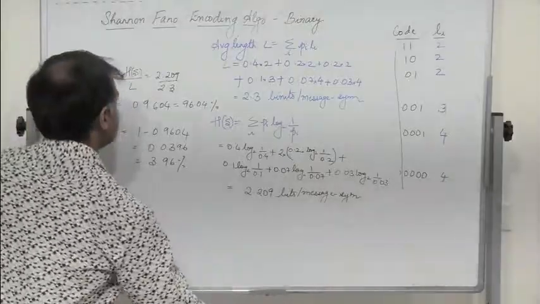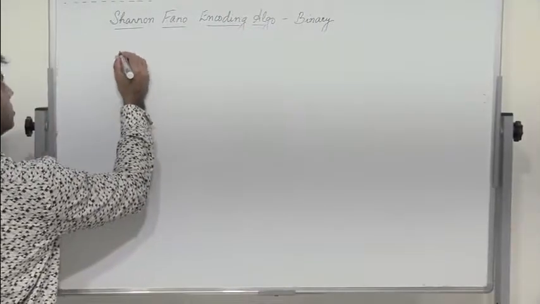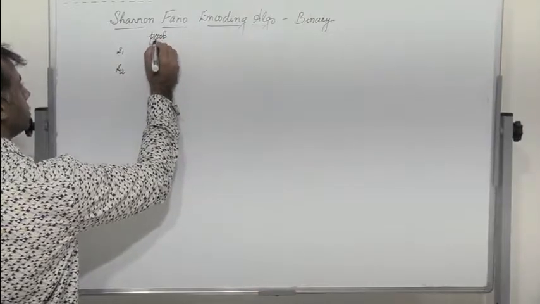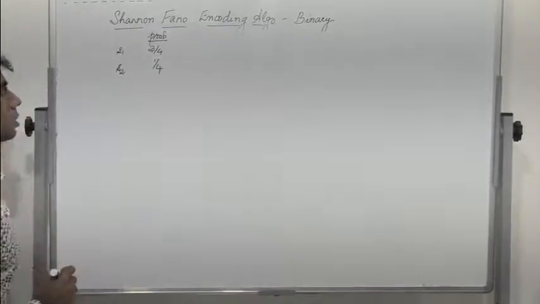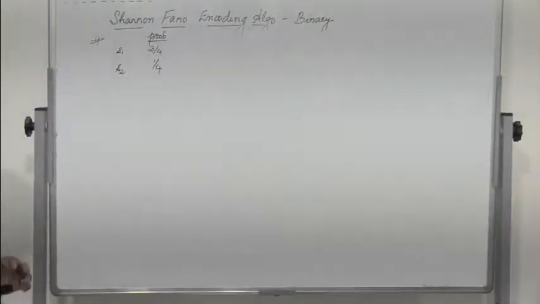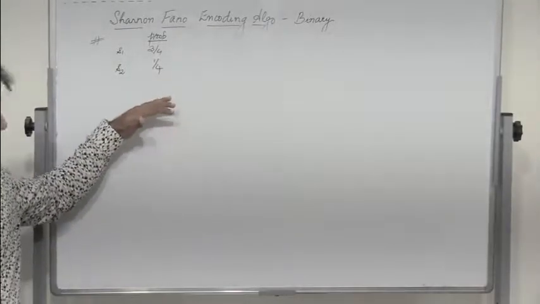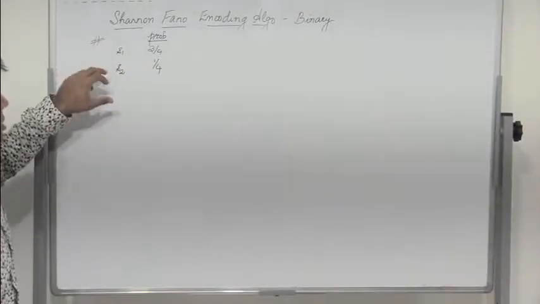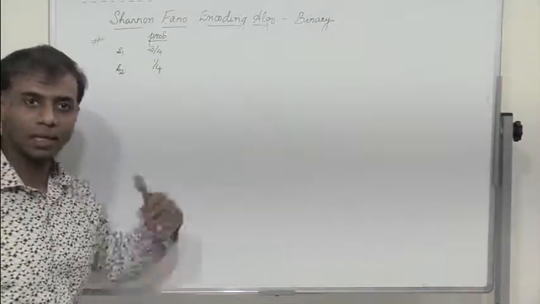Now in the next case, let us take two symbols S1 and S2 with their probabilities given by 3 by 4 and 1 by 4. That is the problem. We need to find the code efficiency and redundancy, and also find the code efficiency and redundancy of its second extension. Okay, so first let us try to find the code efficiency and redundancy of S1 and S2, and then find the efficiency of its second extension.